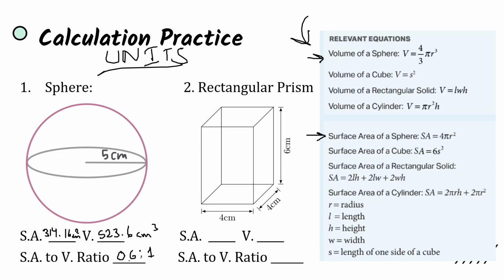Now let's take a look at the rectangular prism. This is a little bit different from the cube because not all three sides are the same. For the surface area, we could use this formula, or you know that this face right here is going to have an area of 24, and there are going to be 4 of those, plus the top and bottom, which each have 16, 4 times 4, and add them all up, and you get a surface area of 128 centimeters squared, always including those units.